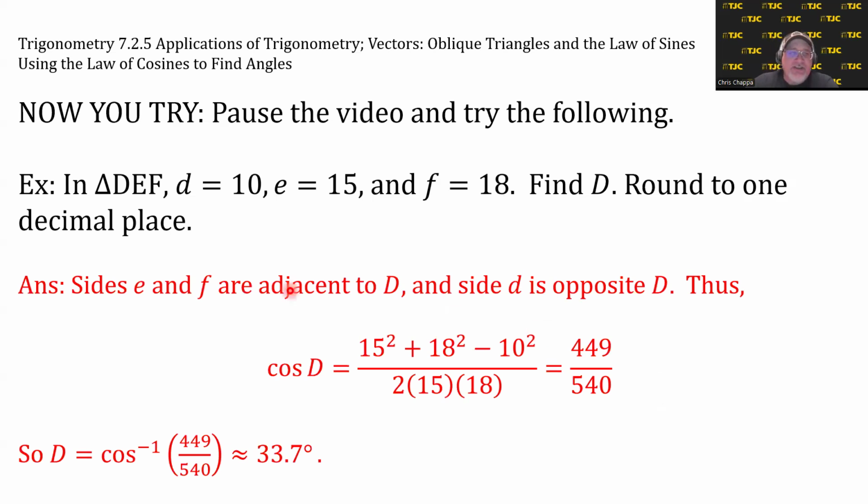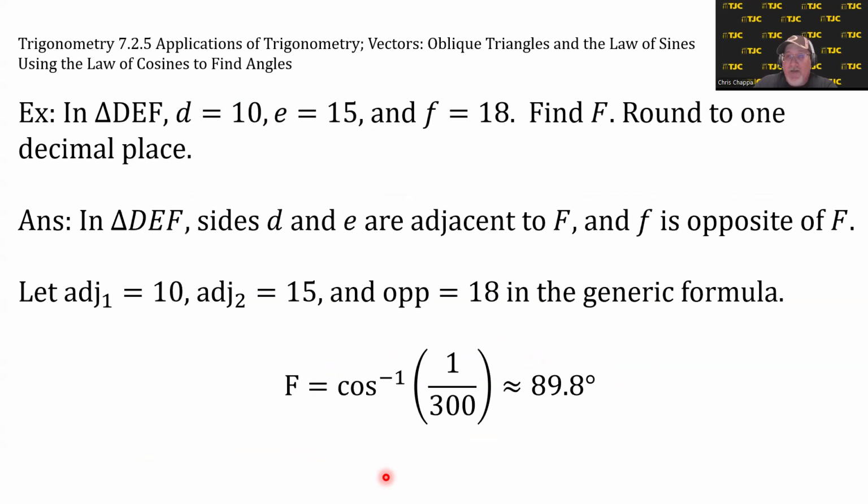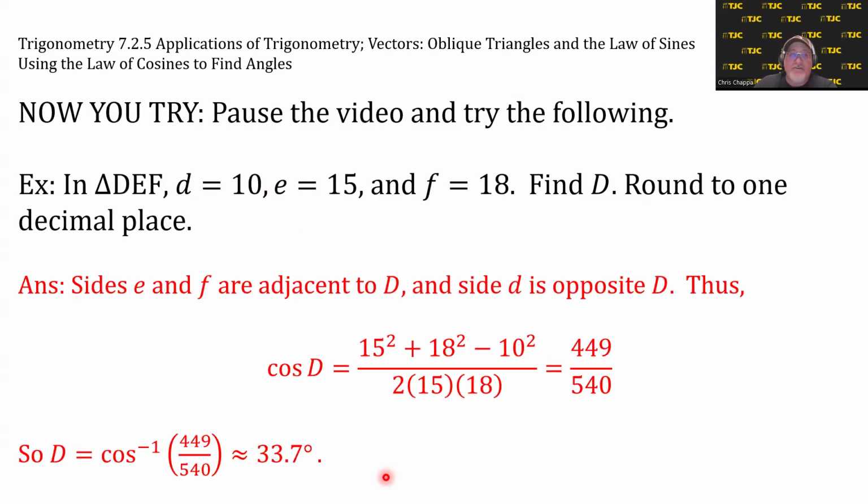Since we're finding angle D, sides E and F are adjacent to angle D, and side D is opposite angle D. And so cosine of D is the sum of the squares of the adjacent sides, 15 squared plus 18 squared, minus the square of the opposite side, minus 10 squared, over 2 times the product of the adjacent sides, which gives us 449 in the numerator, 540 in the denominator. And so D is cosine inverse of 449 over 540, which is approximately 33.7 degrees. And just a little side note, because of the same setup as before, we've almost solved this triangle. That's angle D, that's angle F, and of course to find angle E, we could just subtract the 2 angles from 180.